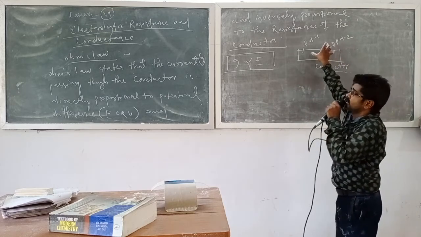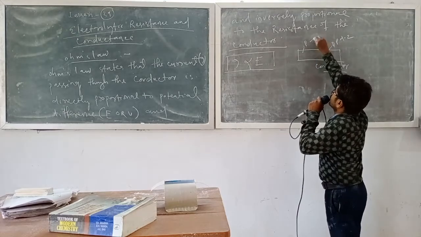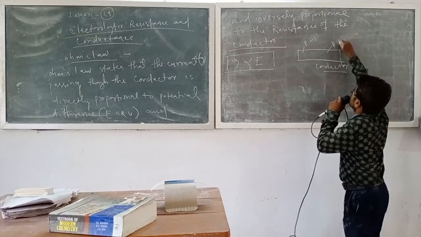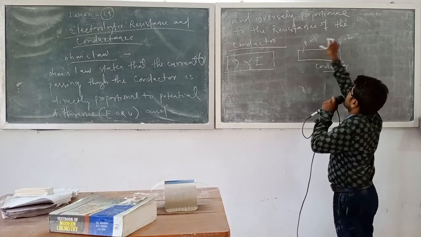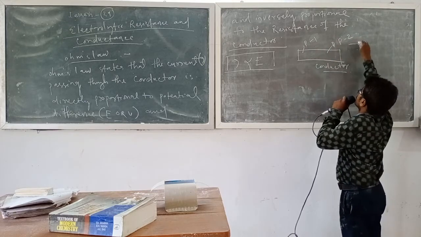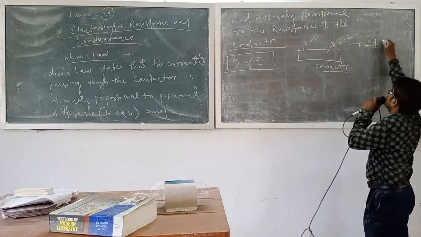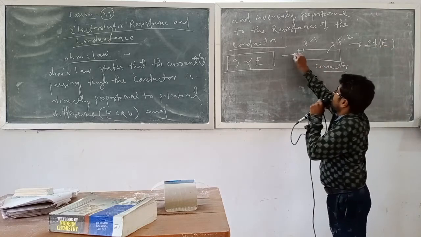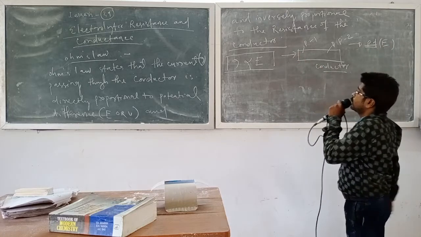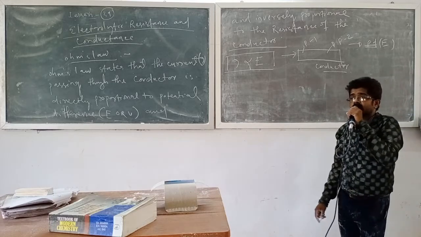Suppose this is potential 1, this is potential 2. So potential 1 minus 2, the difference, that is potential difference. So potential difference is denoted by E. So current passing through this conductor is directly proportional to potential difference across the conductor.